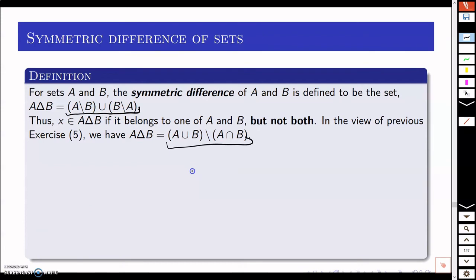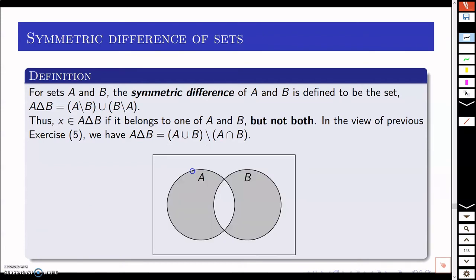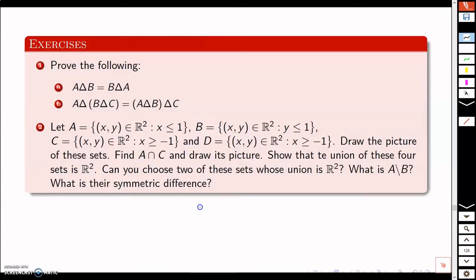Alright, so if you want to draw the picture of this symmetric difference, this is how it is going to look. Okay, so you take the union first. Union is all this area of A and B, and from that you remove the intersection. So what is left here, this side and this side, that is symmetric difference of A and B. Alright, I hope that's clear.